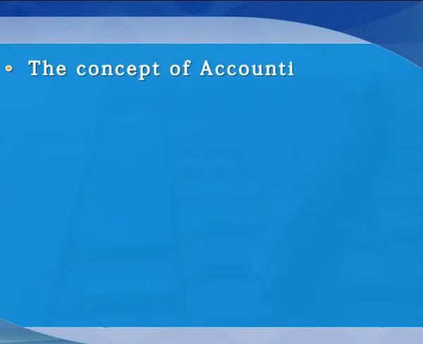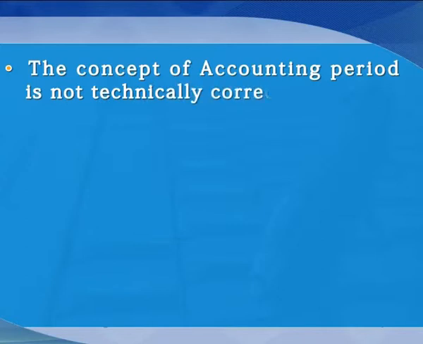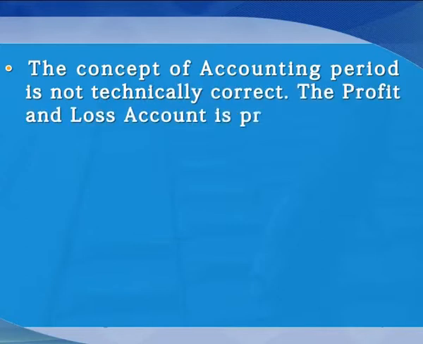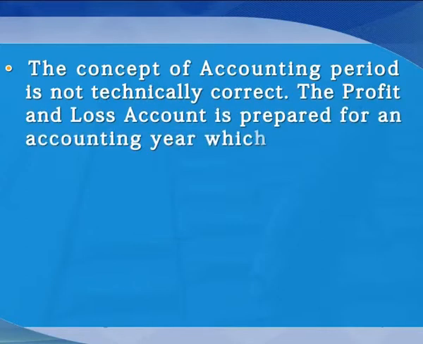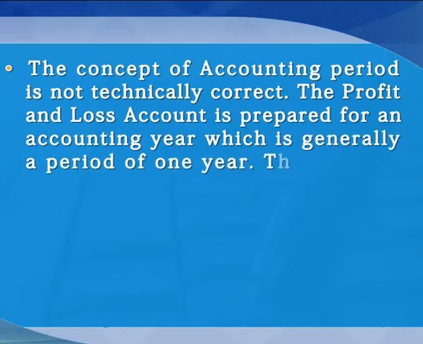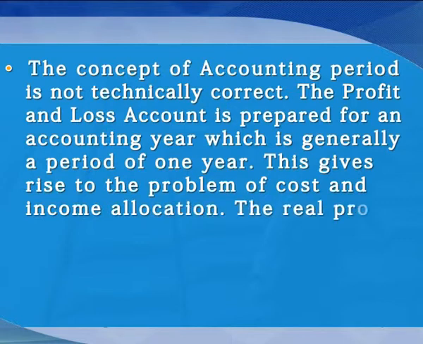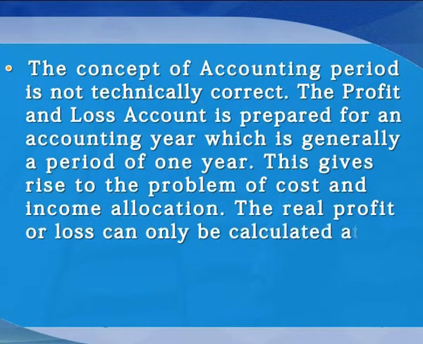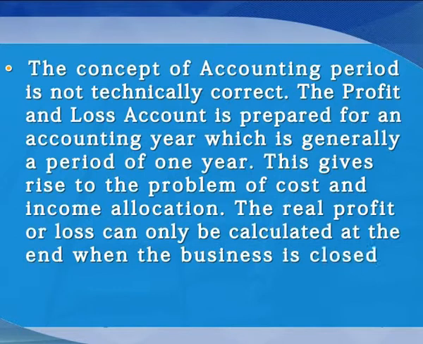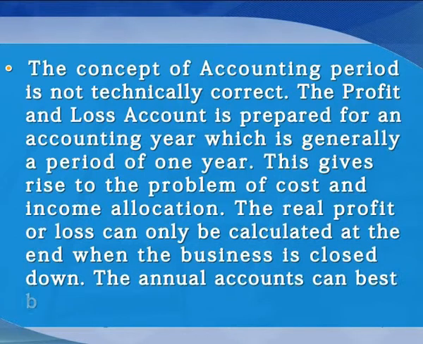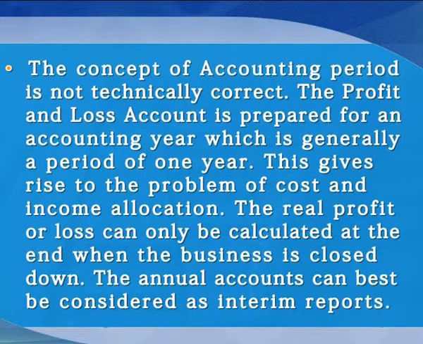The concept of accounting period is not technically correct. The profit and loss account is prepared for an accounting year, which is generally a period of 1 year. This gives rise to the problem of cost and income allocation. The real profit or loss can only be calculated at the end when the business is closed down. The annual accounts can best be considered as interim reports.